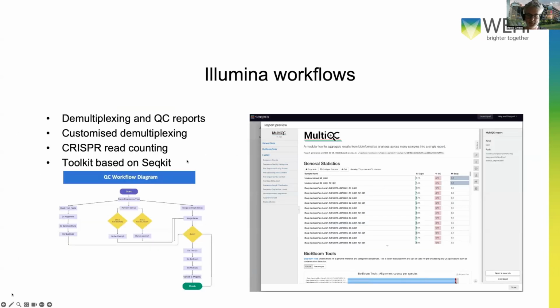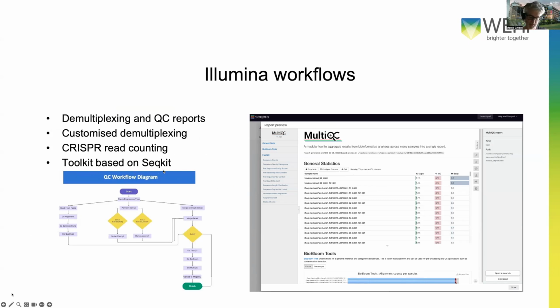So this is a little bit of an overview of our Illumina workflows. We use it for demultiplexing and QC reports. We have customized demultiplexing programs, as well as read counting for CRISPR. We also built out a toolkit using SeqKit.